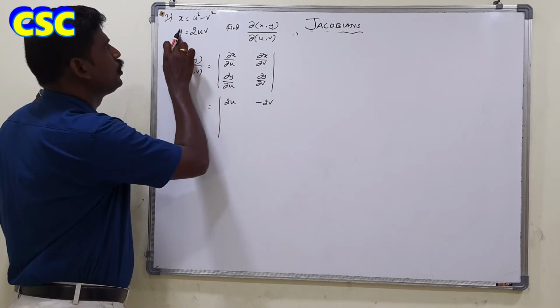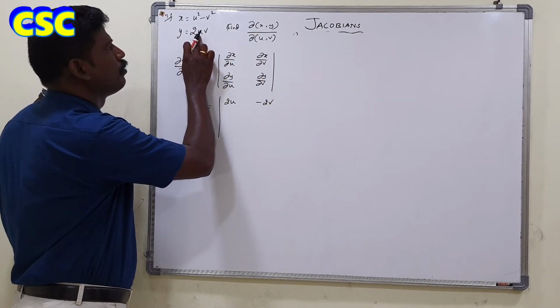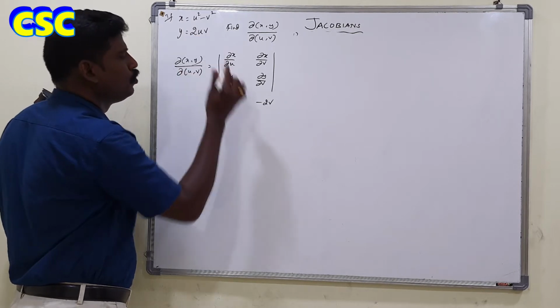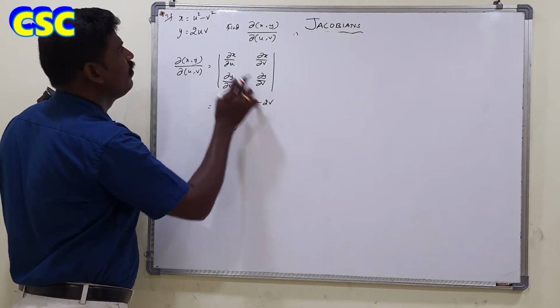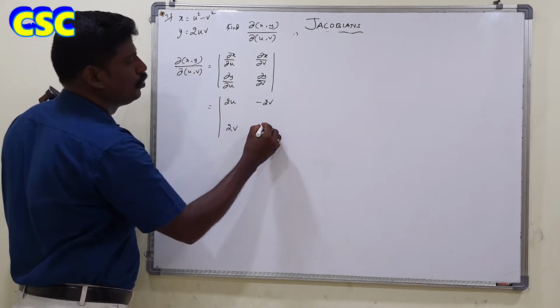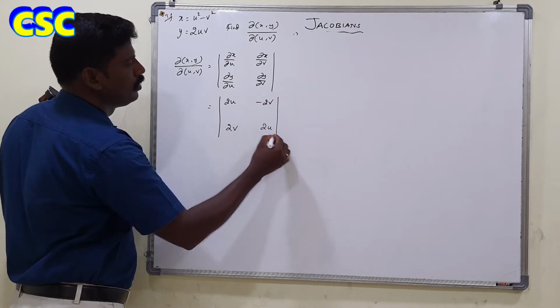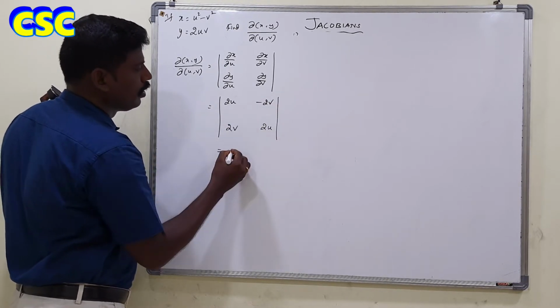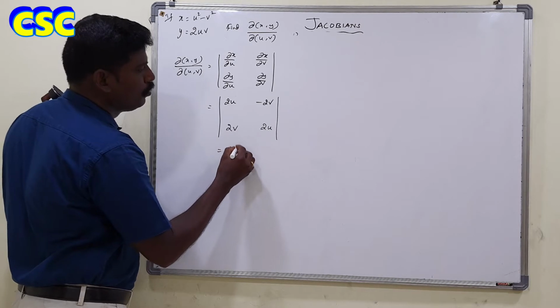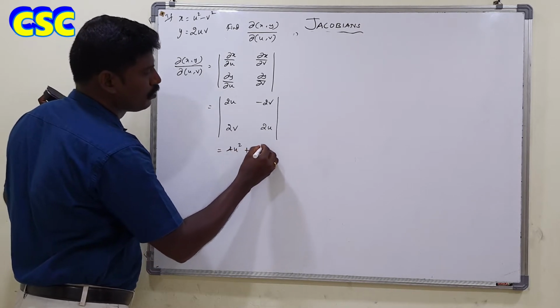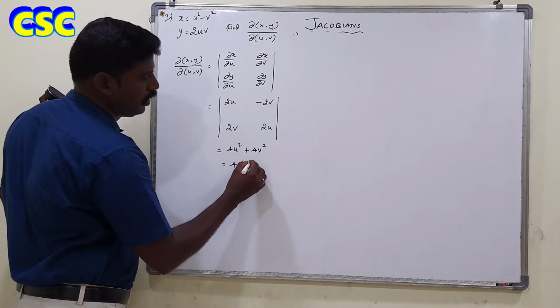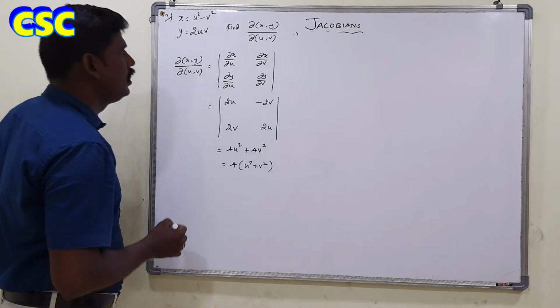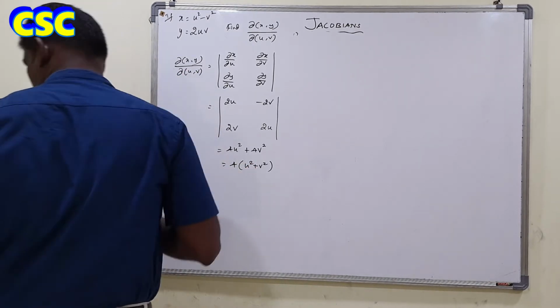Y with respect to u: y is 2uv, so with respect to u it becomes 2 into 1 into v, 2v. And y with respect to v becomes 2u into 1. That's all. So taking the determinant value, 4u square plus 4v square. Taking 4 as common, it is 4 into u square plus v square, the answer for this problem.